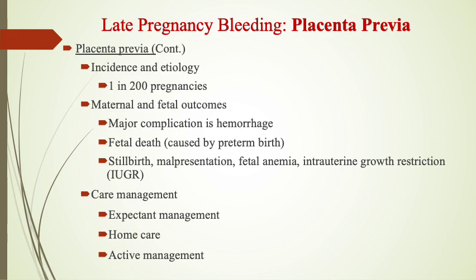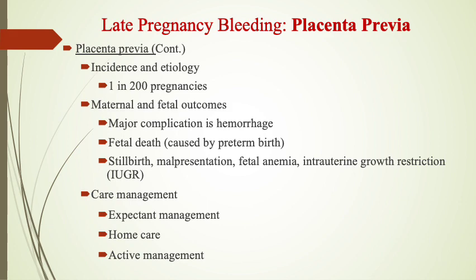The incidence of this placenta previa is 1 in 200 pregnancies. So what are some of the maternal and fetal outcomes? Well, there is a major complication of hemorrhage. Fetal death could be caused as a result of preterm birth. Stillbirth is a complication or an outcome for the fetus. So you may have stillbirth, malpresentation, as I mentioned, fetal anemia, intrauterine growth restriction or IUGR, and the care management, expectant management, and we already talked about the interventions in the prior slide.